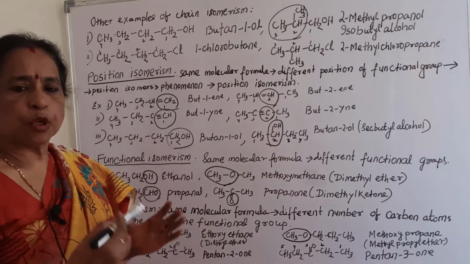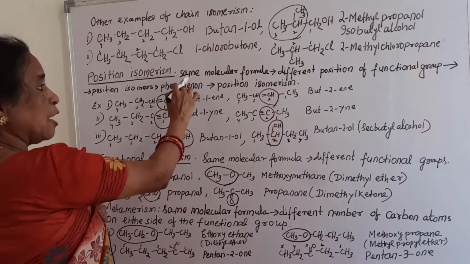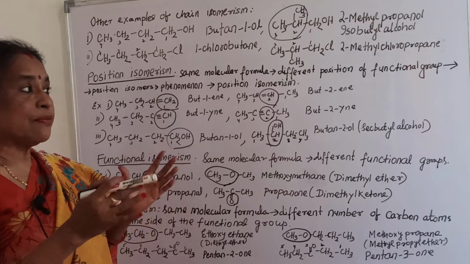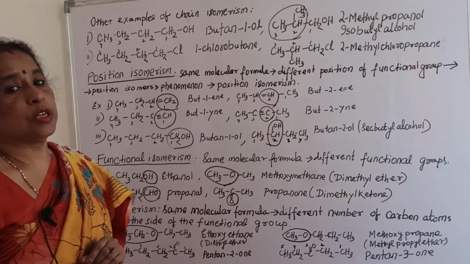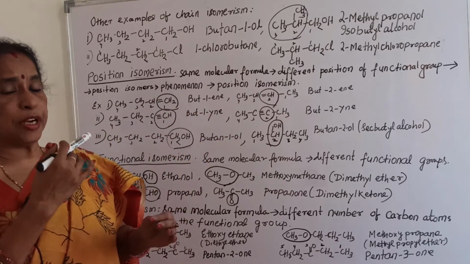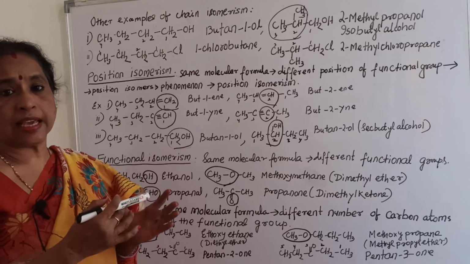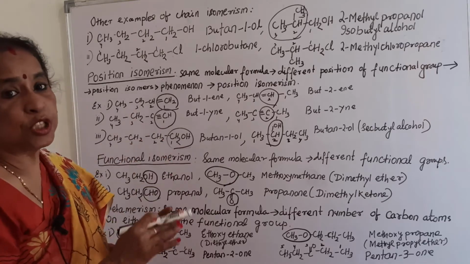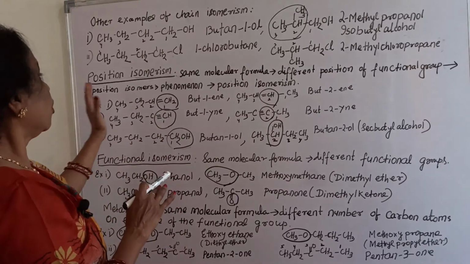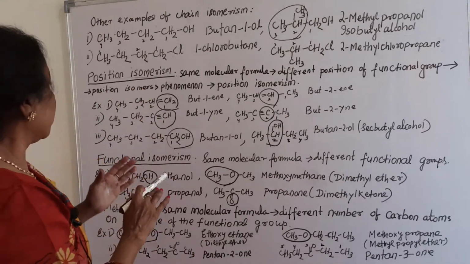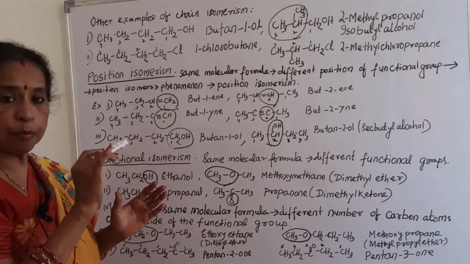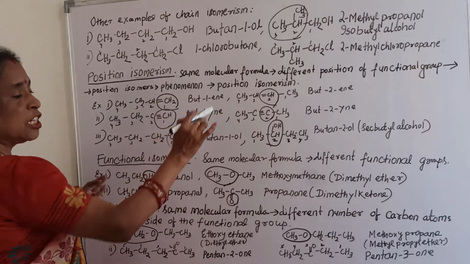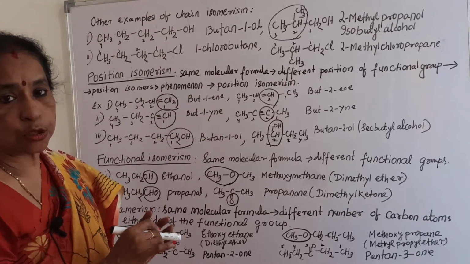Then come to position isomerism. What is meant by position isomerism? Same molecular formula but different position of the functional group. The functional group may be a double bond, triple bond, OH, anything having a different position, then it is called position isomerism, and the compounds are known as position isomers, and the phenomenon is known as position isomerism.